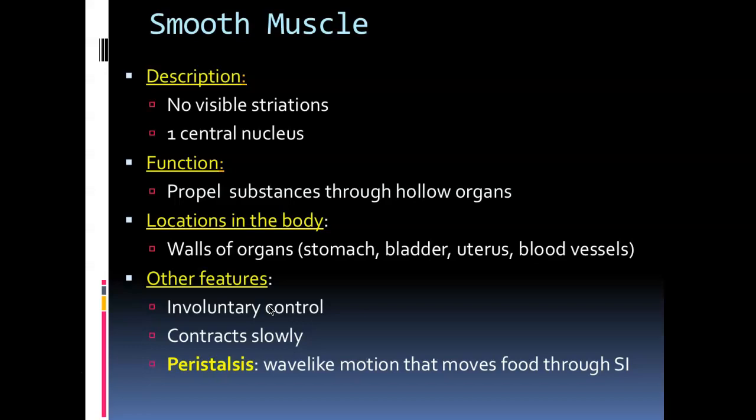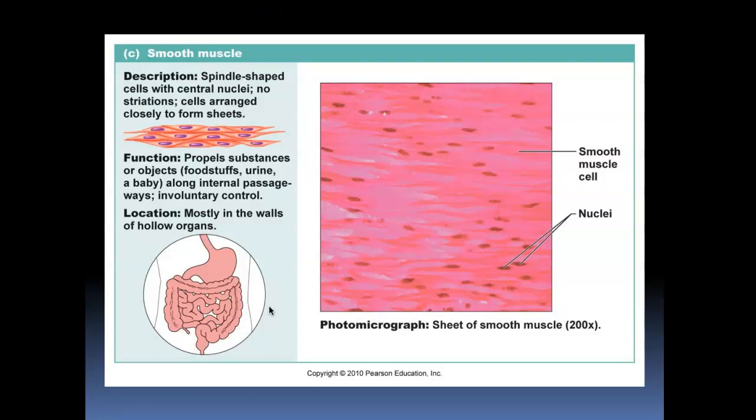It's just your organs that don't involve your skeletal muscle or your heart. It's all the other muscle, basically. And that's what it's going to look like under the microscope. It's going to be spindle-shaped cells with a central nucleus, no striations, and they're closely packed to form sheets. It propels substances through some of your other organs, is involuntary control, and is mostly found in the digestive tract.